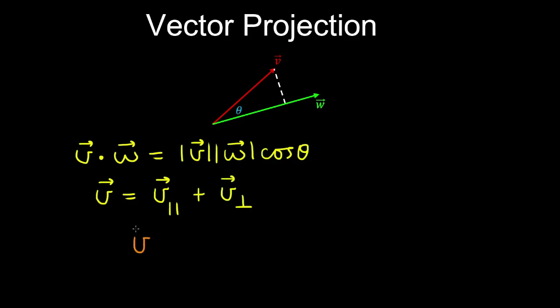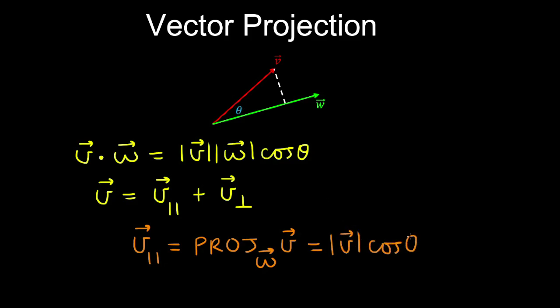And the parallel component, using the following notation, being the projection of the vector v onto the vector w, we have the magnitude of v cosine theta multiplied by the unit vector in the direction of w. So that's this component over here.